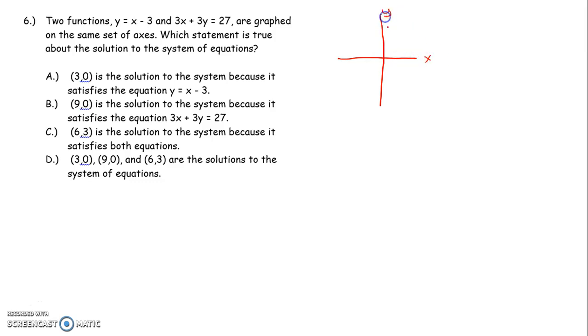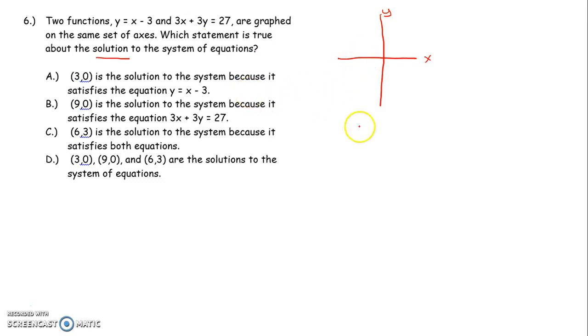This is x, this is y. It means you're going to graph these lines on the same set of axes and see what happens. Which statement is true about the solution to the system? So a solution to a system: either the lines are parallel and there's no solution, the lines will cross at one point, that's the only solution, or the lines are the exact same line and all points on that line would be solutions.